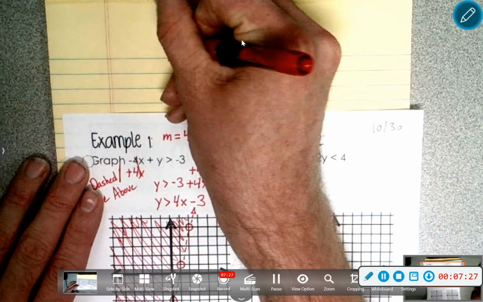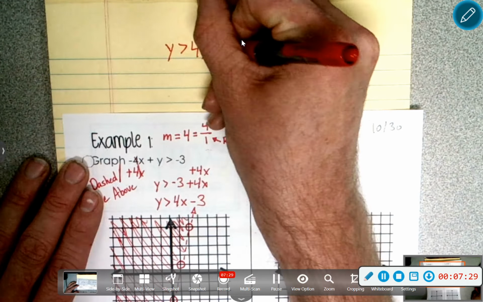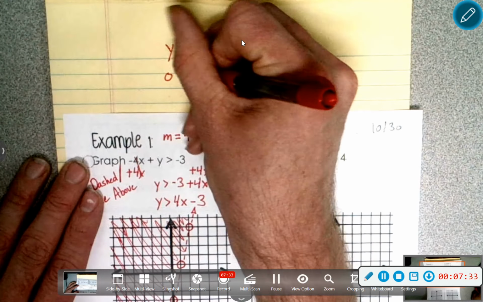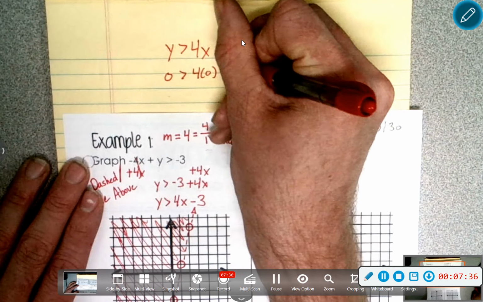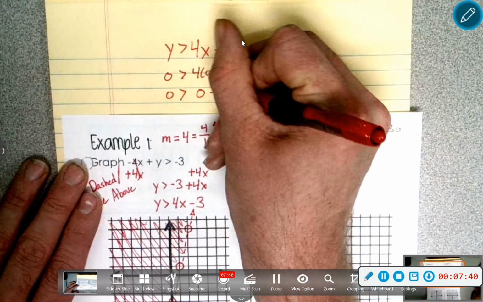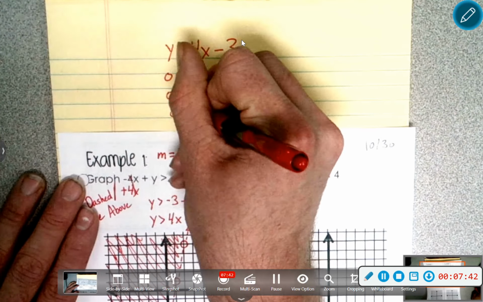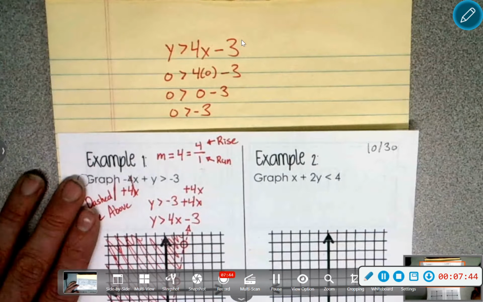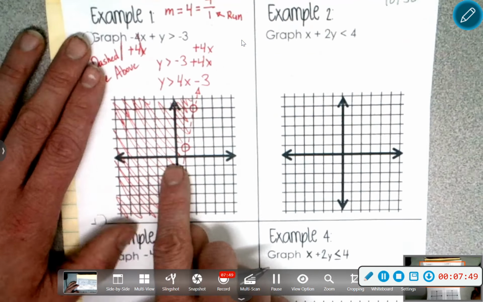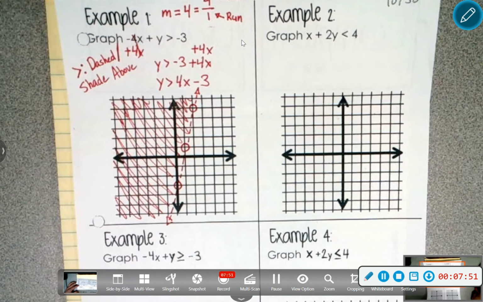Yes. So my inequality is y is greater than 4x minus 3. If I plug in 0 for y and 0 for x, I get 0 is greater than 0 minus 3. 0 is greater than negative 3. Is 0 greater than negative 3? Yes. So that means we shaded the right region because my inequality is satisfied by every single point in the shaded region. All right. Any questions about that before we move on?